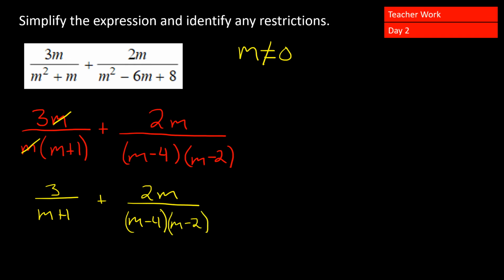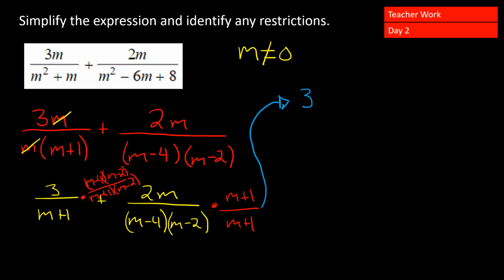If we want to start adding these, we need to have common denominators. So I'm going to have to multiply this first term here by 1. But my 1 will be m minus 4 times m minus 2 over m minus 4 m minus 2, because I want to have these factors in this part as well. On this term here, I also want him to have an m plus 1, so I'm going to have to multiply him by an m plus 1 over m plus 1.